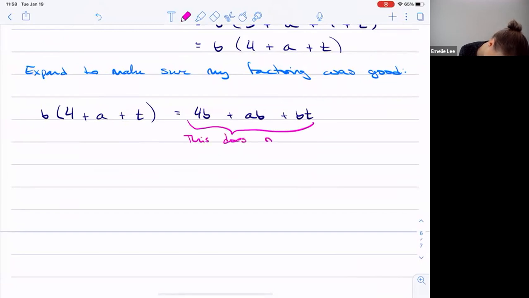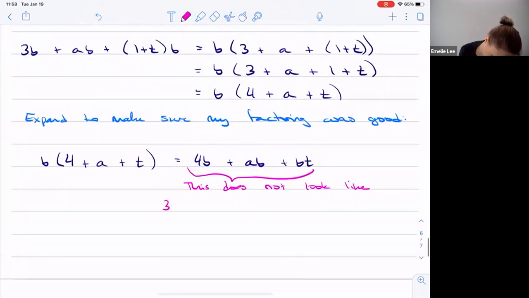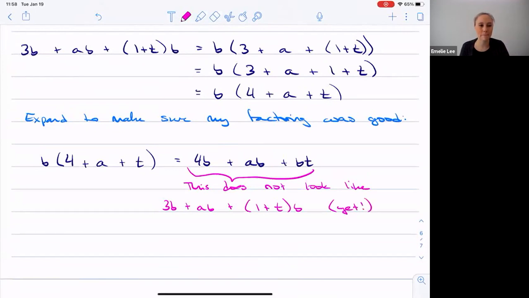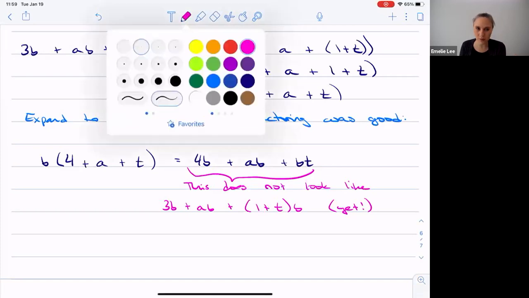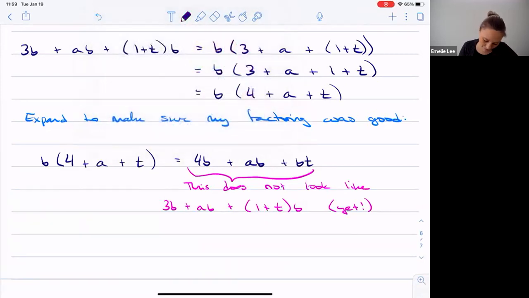This does not look like 3b plus ab plus 1 plus t times b yet, right? But what I'm going to do is, like I said, if you wanted to, you could have expanded this right away, right? And once we expand it, then it's going to look the same, right? So you should always be able to kind of massage things until they look the same.